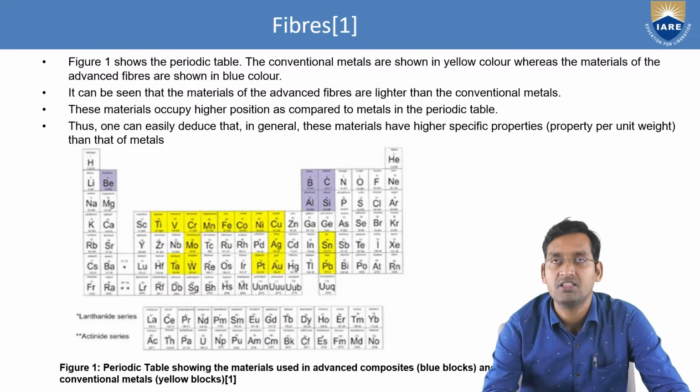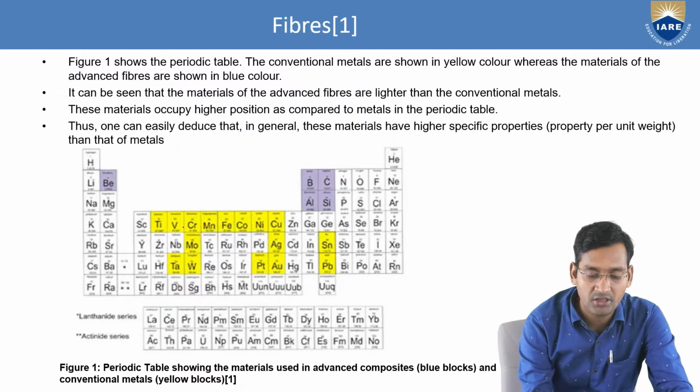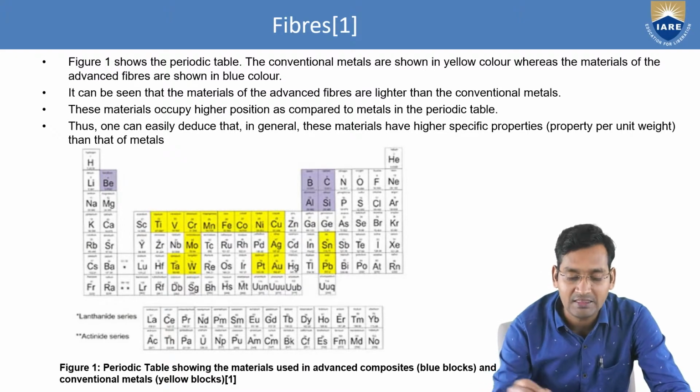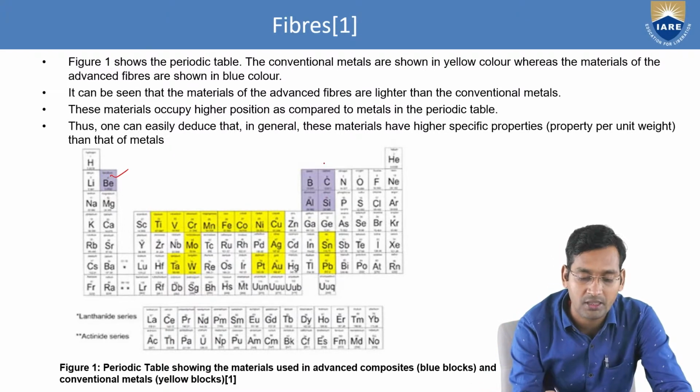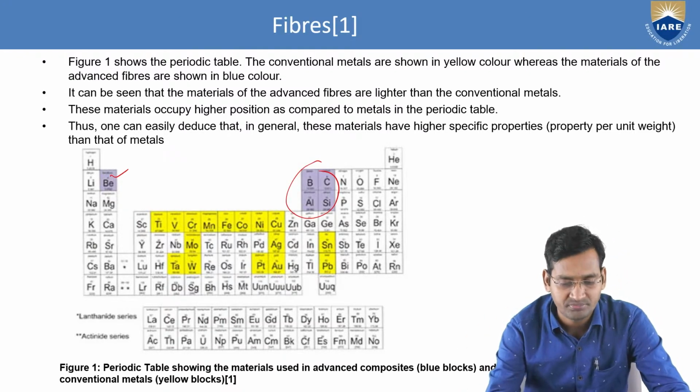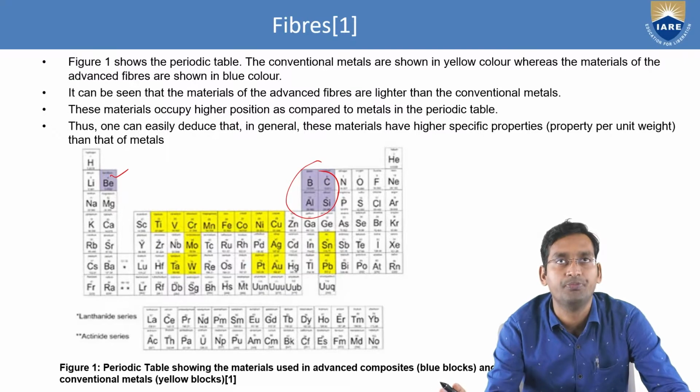The conventional metals are shown in yellow color, whereas the materials of the advanced fibers are shown in blue color. So these are the conventional metals, and these blue ones are the advanced fiber materials. It can be seen that the materials of the advanced fibers are lighter than the conventional metals.